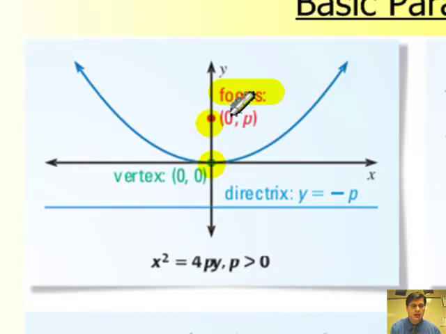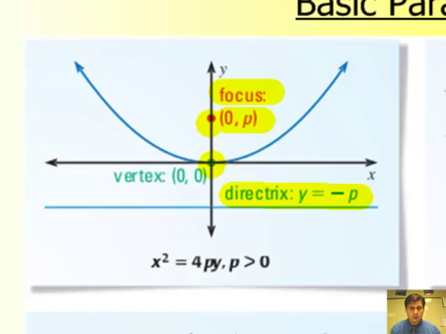It's not any point. In this case, the focus is located at (0, p), where p is how many units up on the y-axis we go. I want to point out that all the parabolas we're going to be doing here are going to have a vertex at the origin, (0, 0). But there's also another important feature, a line called the directrix. And the directrix is y equals negative p.